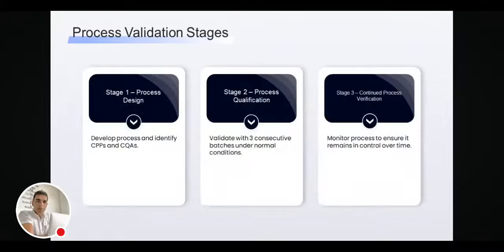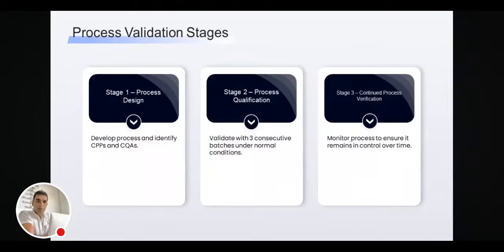Now let's have a look at 3 process validation stages. As per FDA, stage 1 is process design. In this stage, develop your process. Identify CPPs, critical process parameters, and CQAs, critical quality attributes. Stage 2 is process qualification.